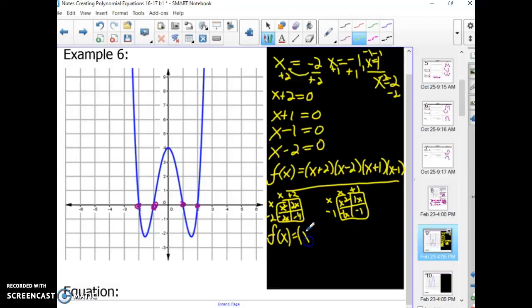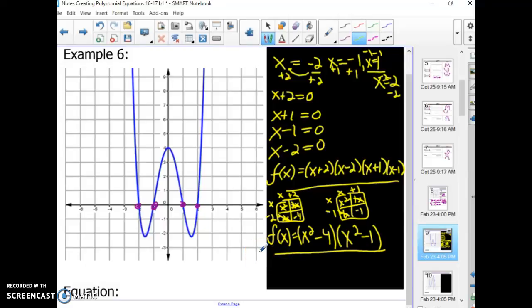I have this x squared. Those cancel each other out, minus 4. Right here, those cancel each other out, so I get an x squared minus 1. So this is another factored form of the equation that is legitimate.